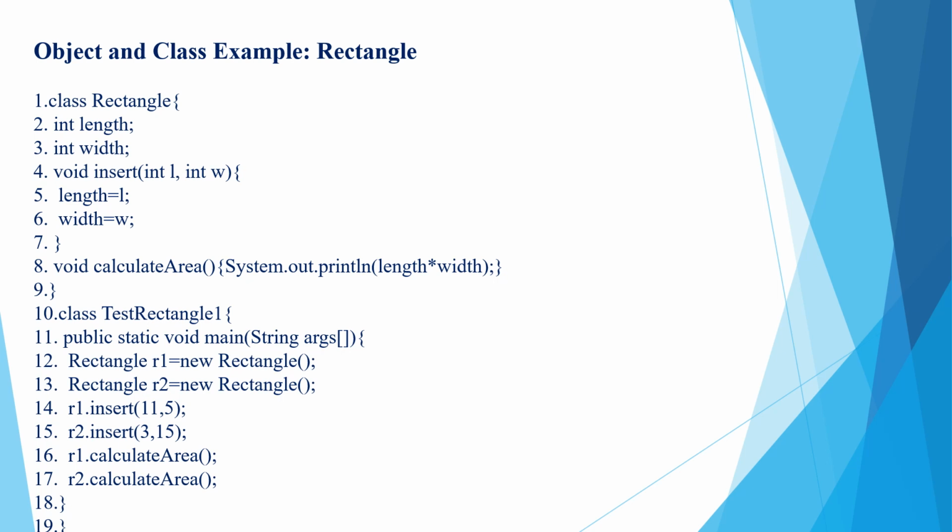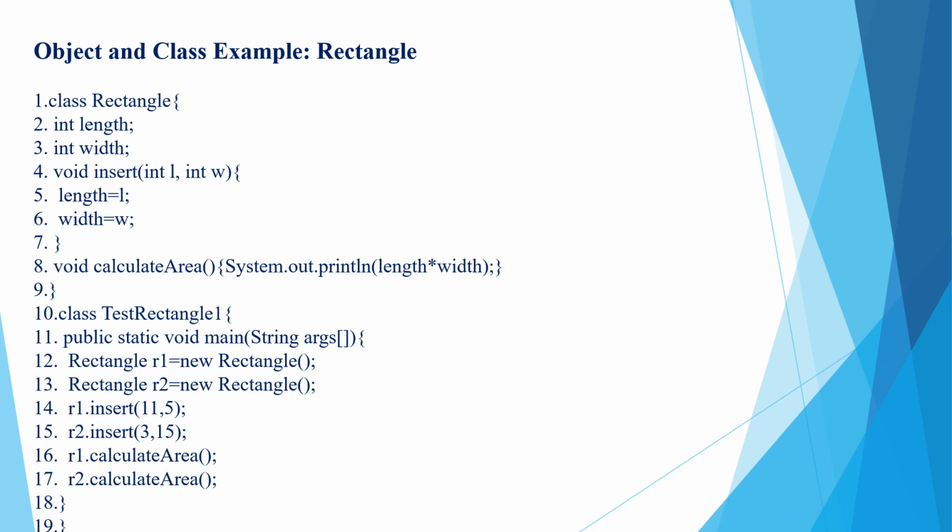Another example, a very simple example which students usually come across in their lab sessions, is the rectangle. Here we are trying to calculate the area of the rectangle using the object and class concept. So we are creating the class Rectangle. As you know, the rectangle takes length and width, so those go as the fields here. And we are having the function insert that takes two arguments, l and w, and within that method we are assigning l to length and w to width.